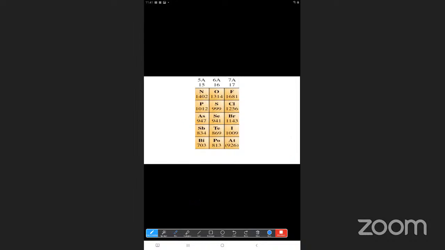So similarly, the oxygen family, oxygen, sulfur, tellurium and polonium, will take 2 electrons. And similarly, 7A group elements, fluorine, chlorine, bromine, iodine, and astatine, will take 1 electron to become stable with 8 electrons in the valency shell.